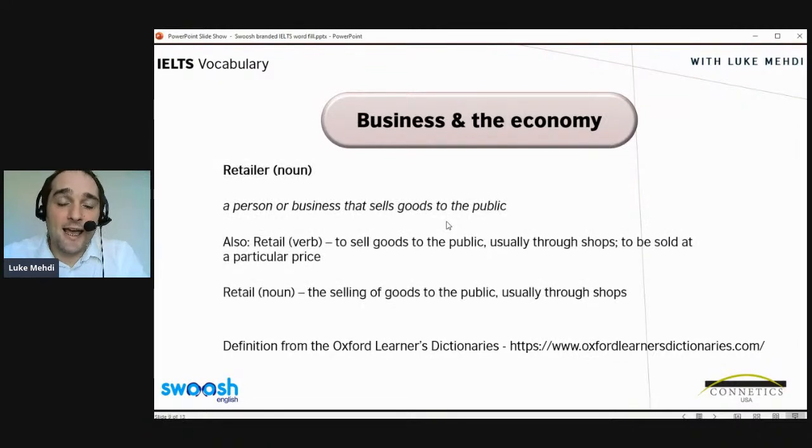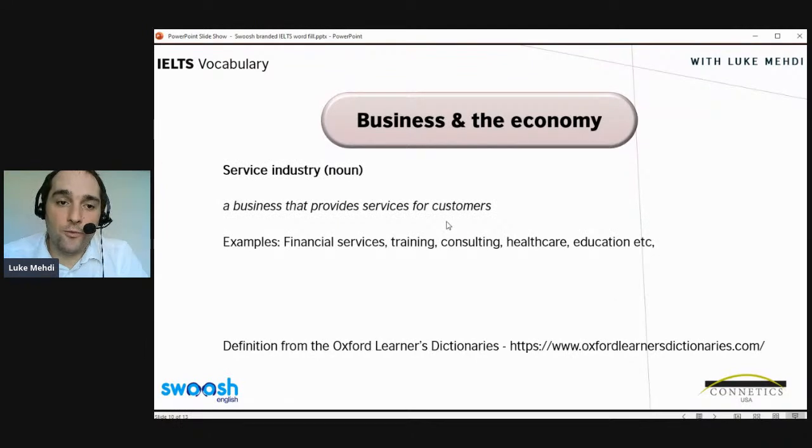A retailer is a person or business that sells goods to the public. So that would be things like electronics retailers, retailers that sell toys. Supermarkets are often described as retailers. So they sell goods directly to the public. And that can be used as a verb, to retail something. And you can also use retail to mean the price at which something sells. So this item retails for $14. That is quite a useful word as well.